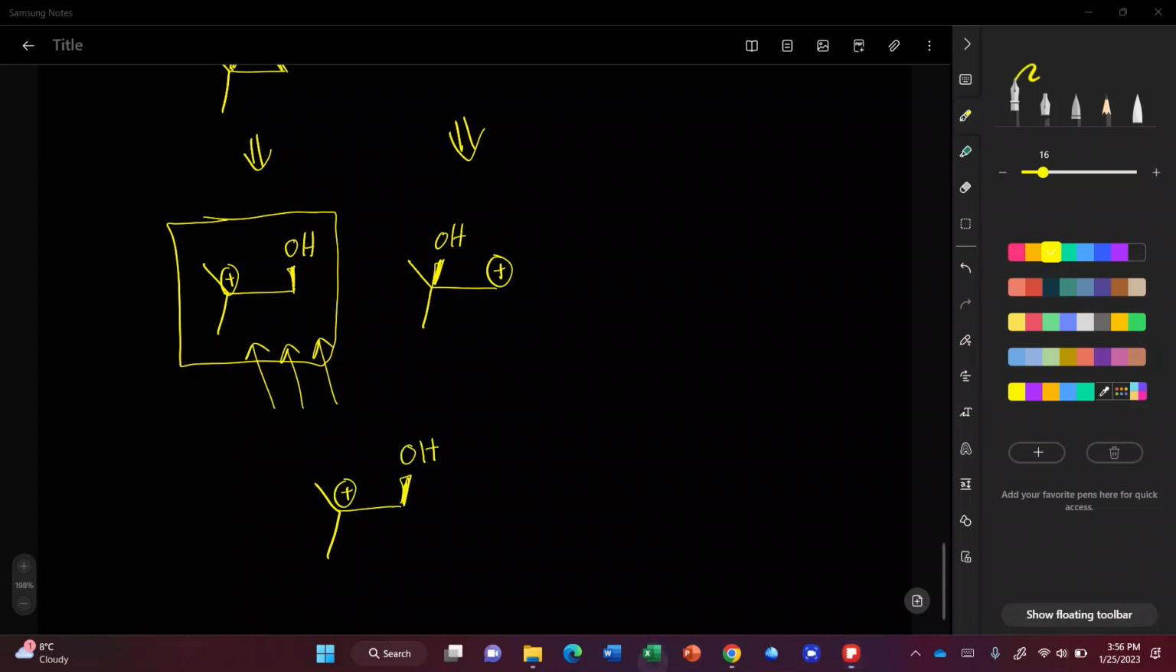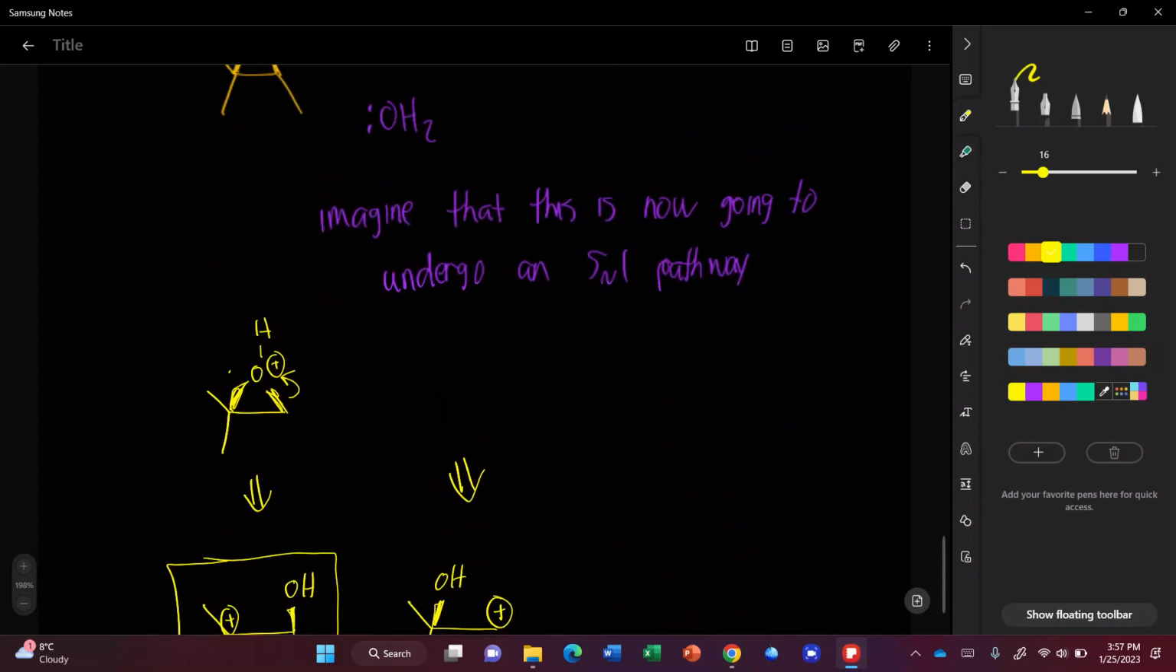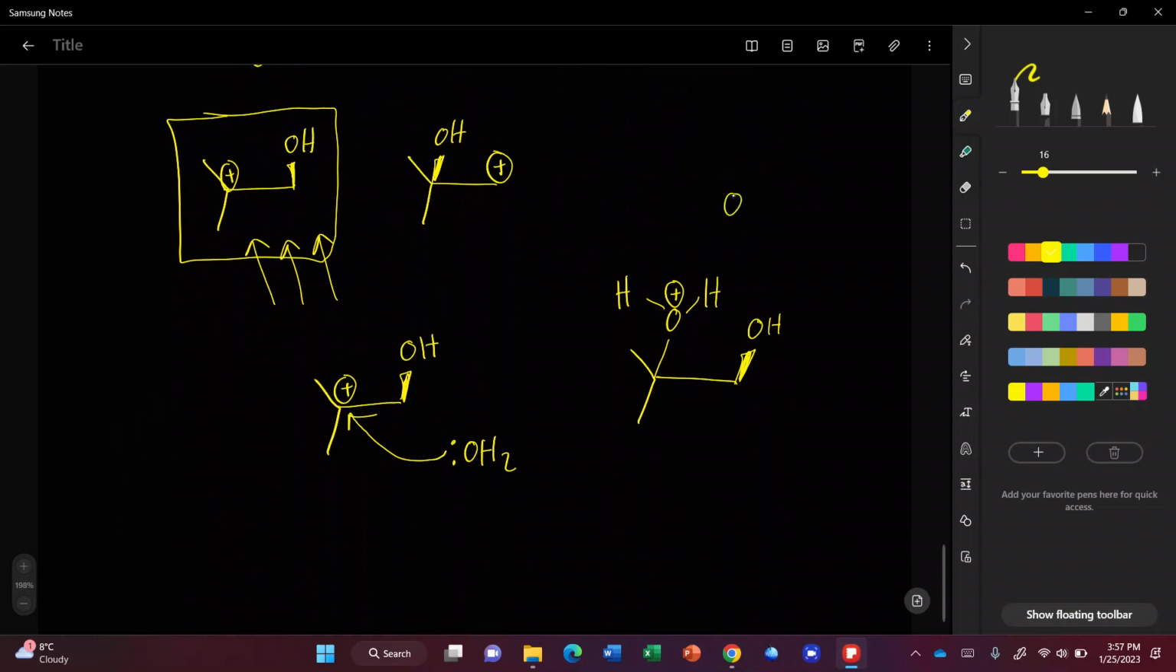And if this is the preferred pathway, then obviously my water is going to attack the carbocation right there. And therefore, you would expect that you get this product. And then again, I need to deprotonate this, so whatever my neutral species is, it's not going to be the sulfuric acid, but whatever my nucleophile is probably just going to deprotonate that.